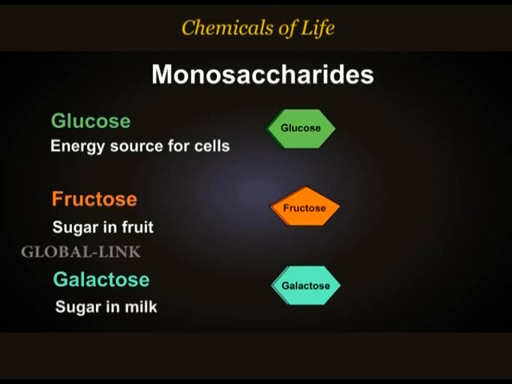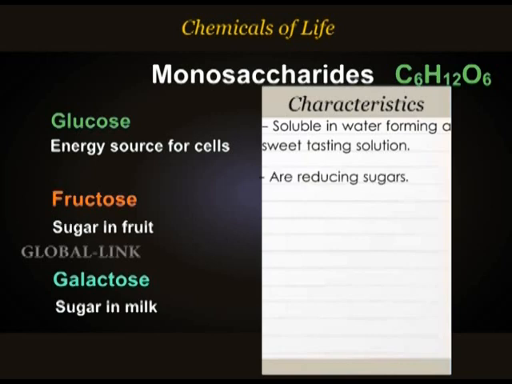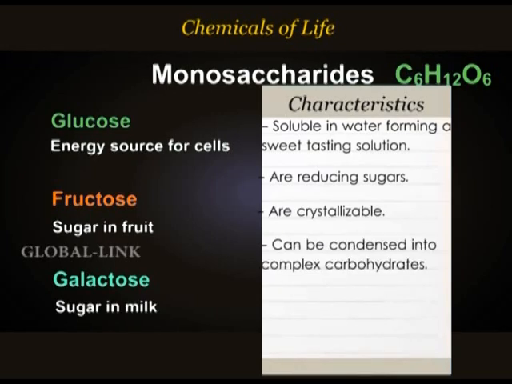All these monosaccharides have 6 carbons and therefore have the formula C6H12O6. All monosaccharides are soluble in water, forming a sweet-tasting solution. They reduce the copper-2 sulfate in Benedict solution to copper-1 oxide, and they are therefore called reducing sugars. Monosaccharides are also crystallizable. They can be linked together to form complex carbohydrates in a process called condensation.